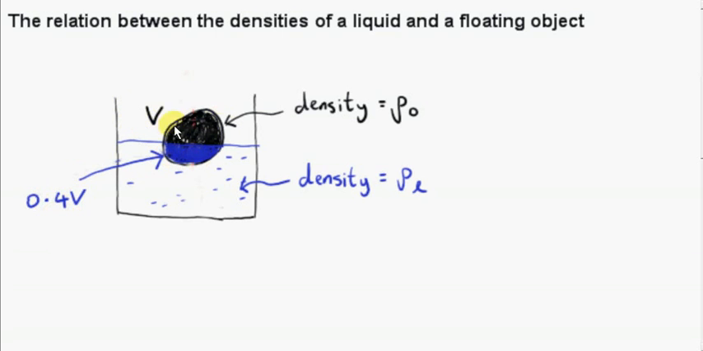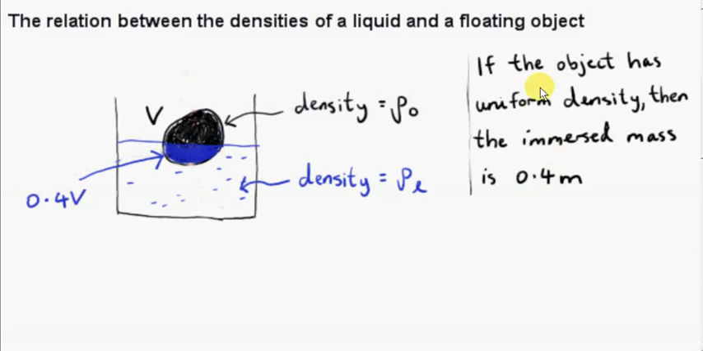If the object has uniform density, then the mass of the part that's immersed would be 40% of the total mass. But that's not necessarily the case. So I've just decided to make a note of what I said. If the object has uniform density, then the immersed mass is 0.4 times the total mass. So M is meant to be the total mass of this object. For uniform density, the matter in this object is evenly spread out through this object.